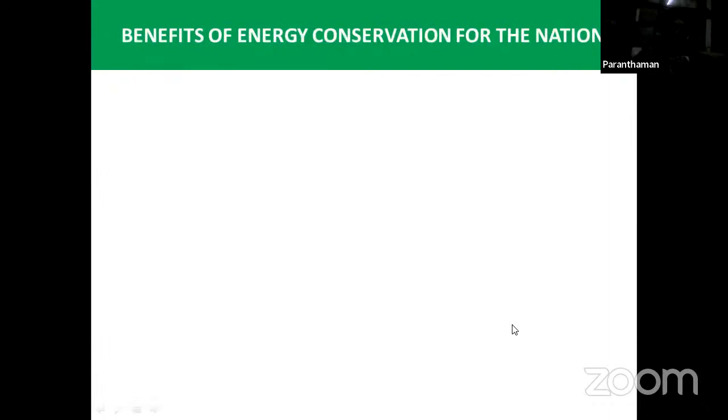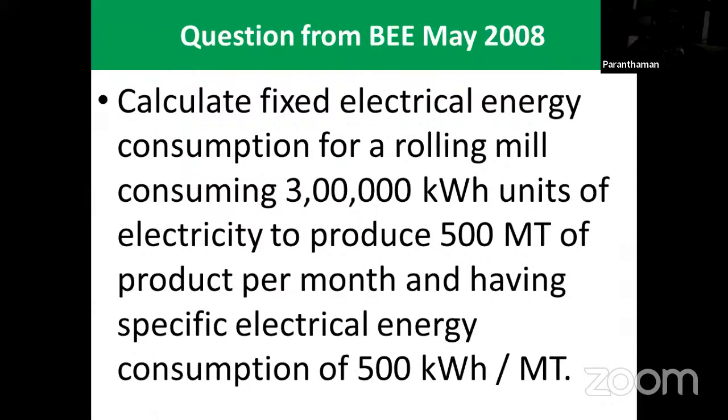This is from a different chapter, but we can answer it, sir. Calculate the fixed electrical energy consumption for a rolling mill consuming 3 lakh kilowatt hour of electricity to produce 500 metric tons of product. This may be 500 metric tons of iron or whatever it may be. It consumes 3 lakh kilowatt hour units of electricity per month and has a specific electrical energy consumption of 500 kilowatt hour per metric ton.